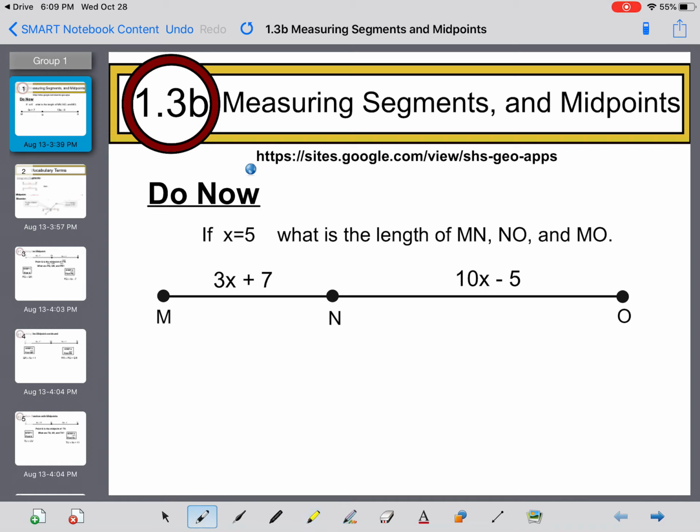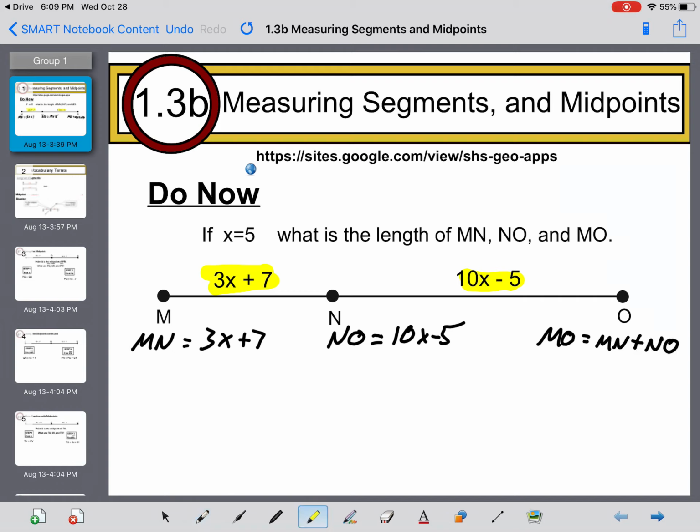So they ask you to find three things: MN, which equals 3x plus 7, as clarified here. NO is equal to 10x minus 5. And then they want you to find the entire length of the segment, which is MO. But MO is MN plus NO, right? Because the entire line is made up of segment MN and segment NO.